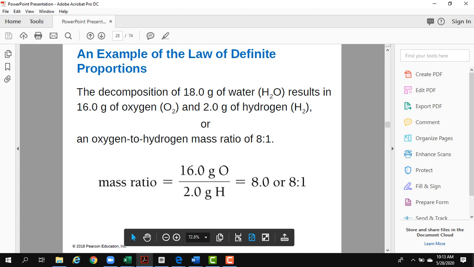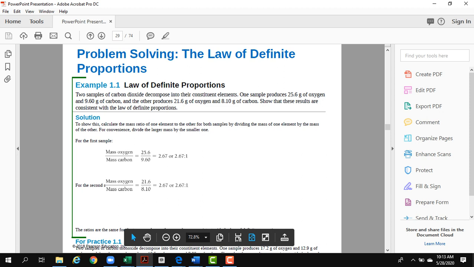So I have some questions on definite proportion. By using definite proportion, you can identify whether this is the same compound or different. If it is the same, the ratio between the elements in the compound should be the same. Okay. So two samples of carbon dioxide decompose into their constituent elements. One sample gives CO2, right? So carbon, 2 O. One sample produces 25.6 oxygen and 9.6 carbon. So show the result consists of always, when you divide, the same ratio between constituent elements in the same compound.